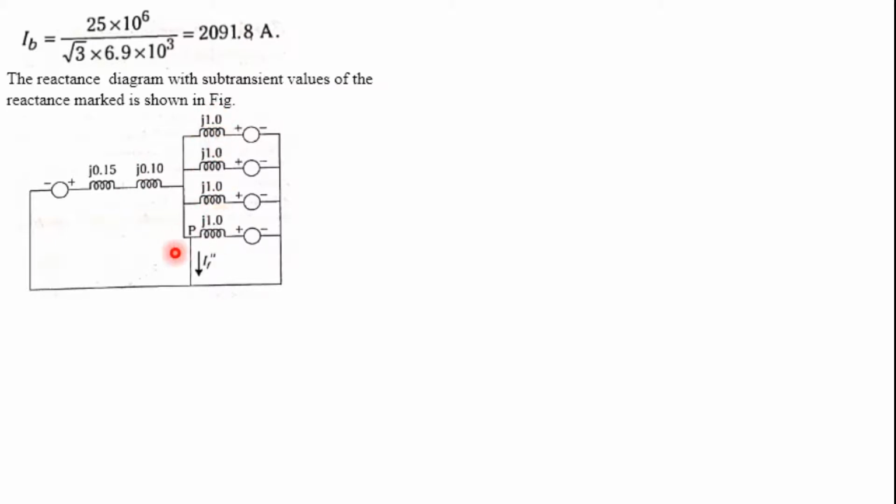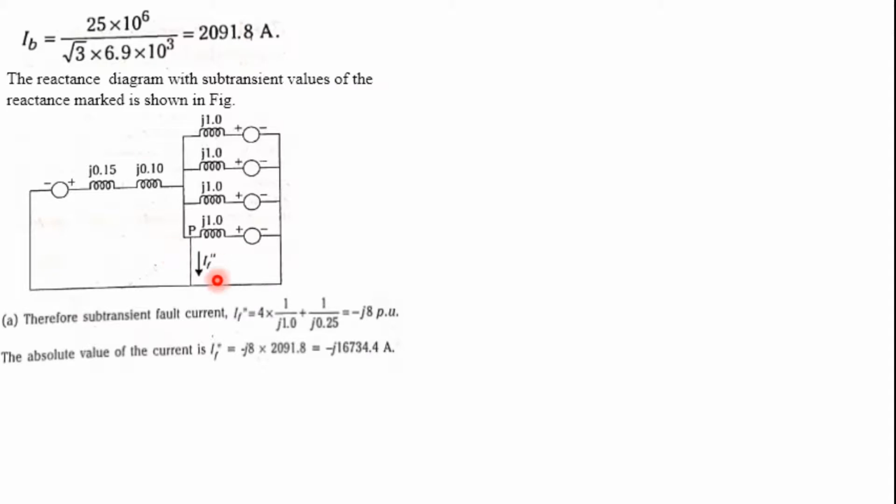What we have to calculate is the subtransient fault current. How will we calculate that? The If value at this point is equal to the sum of these values, which are connected in parallel, so multiplied by 4: 1, 2, 3 and the 4.